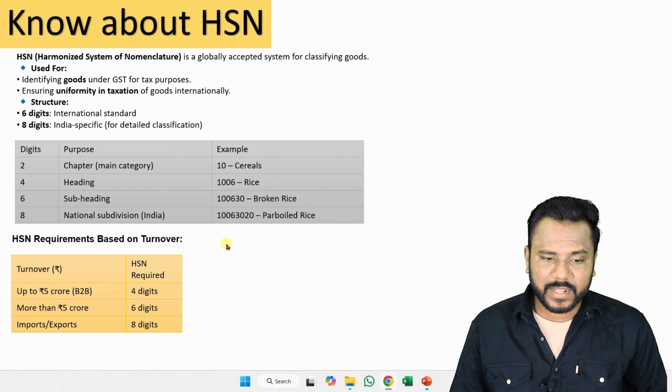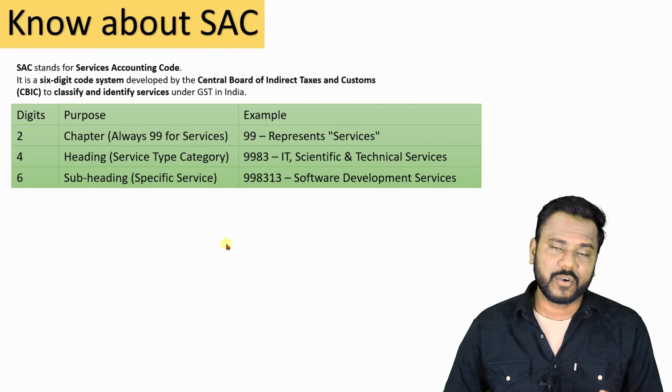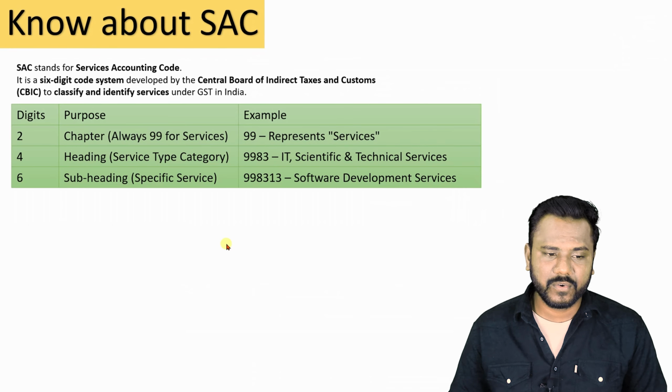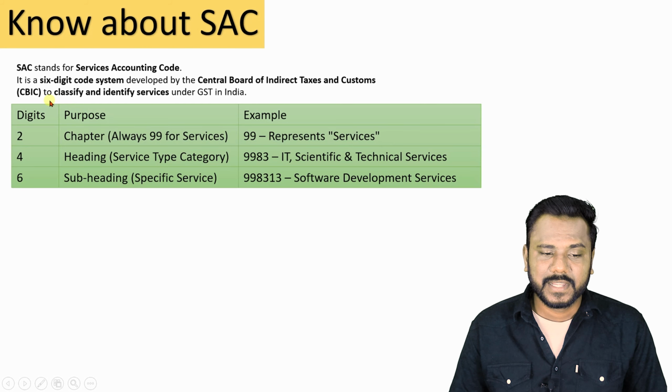Now we'll talk about SAC. SAC stands for what? Services Accounting Code. It is a 6-digit code system developed by the Central Board of Indirect Taxes and Customs, CBIC, to classify and identify services under GST in India.